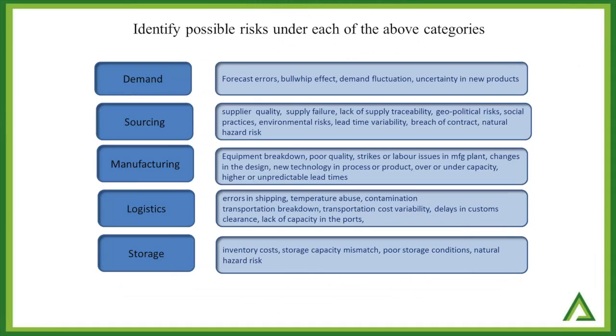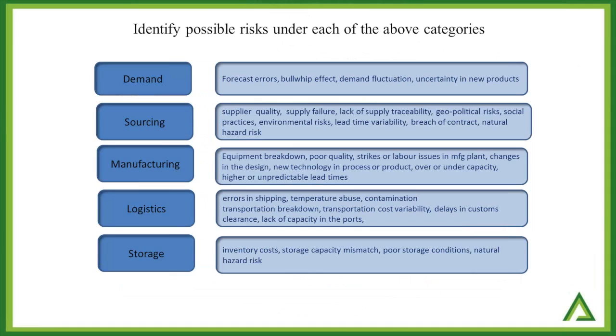Similarly, logistics is also equally critical. And I know large companies where errors happen in shipping. There can be temperature abuse, that means the optimal temperature for logistics is not maintained. There can be contamination from one product to another if some packaging distorts or breaks and so on. There can be transportation breakdown.